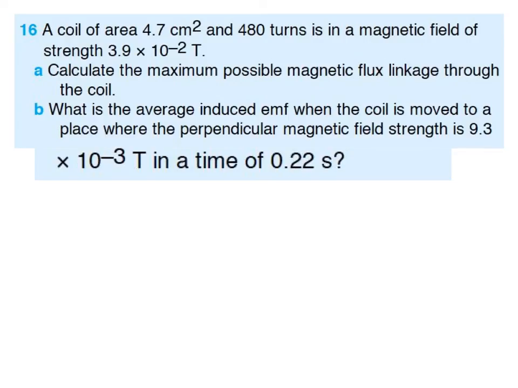Okay, so these are some very simple questions to try. A coil of area 4.7 centimeters squared and 480 turns is in a magnetic field strength of 3.9 times 10 to the minus 2 Tesla. What is the flux? Okay, so that should be very straightforward. You're just working out phi. Okay, and then part B, what is the average induced EMF when the coil is moved to a place where the perpendicular magnetic strength is 9.3 times 10 to the minus 3 in a time of 0.22? Okay, so what we have there is a change, this time, in field strength.